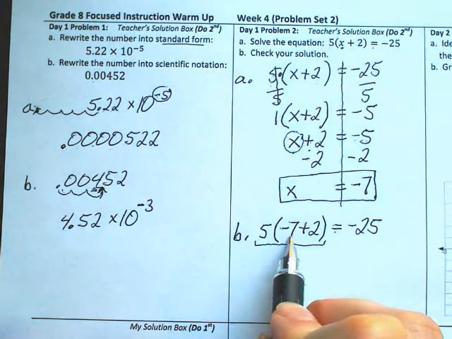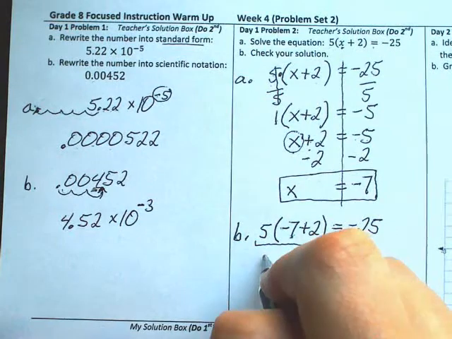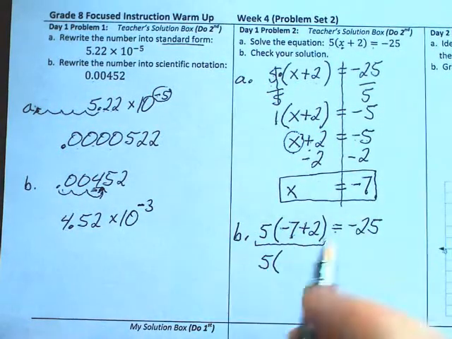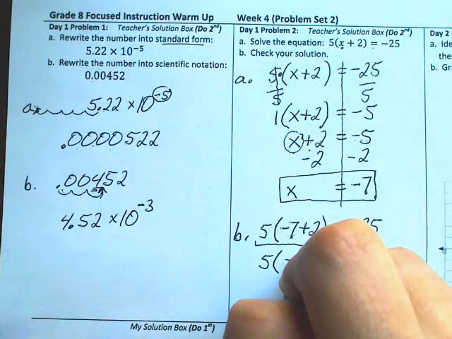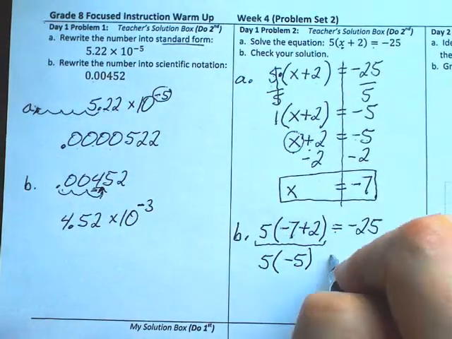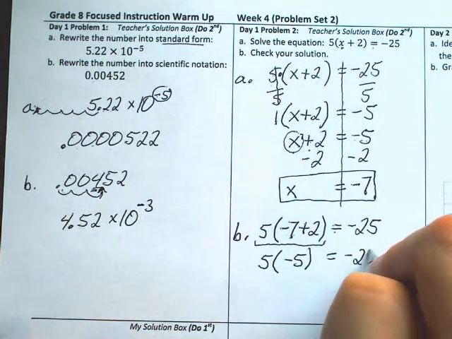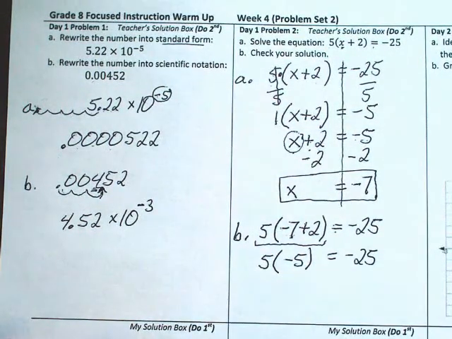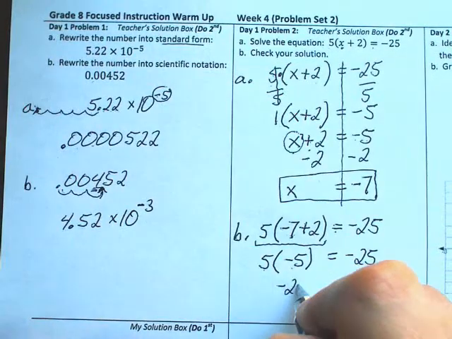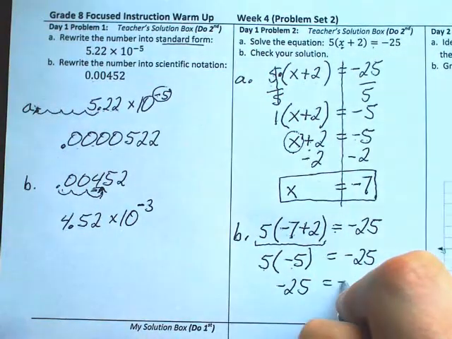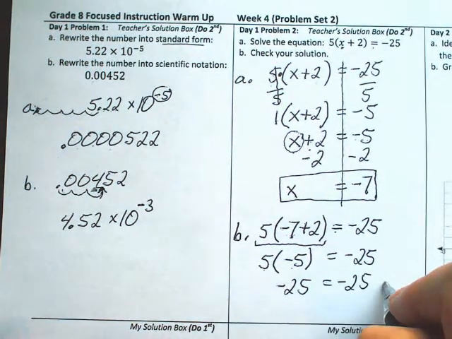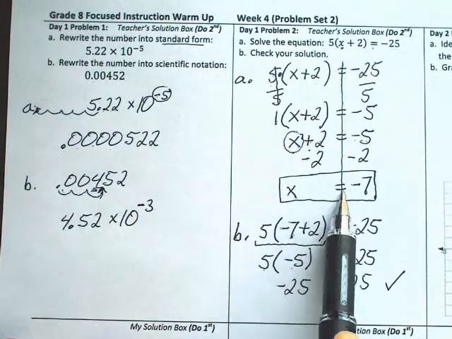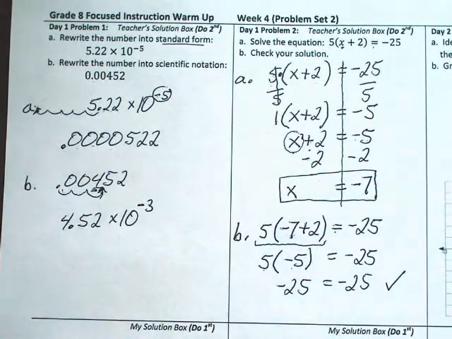Okay, doing the work inside the parentheses first, we will get 5 times, and in the parentheses, negative 7, add 2 makes negative 5. Does that equal negative 25? We're wondering. 5 times negative 5 is negative 25. And so yes, the left side of the equation is equal to the right side of the equation. This checks. X equals negative 7 is the correct value for x.